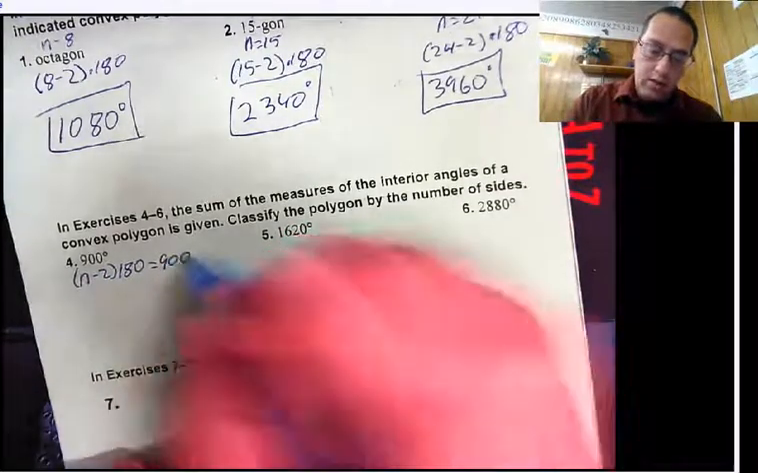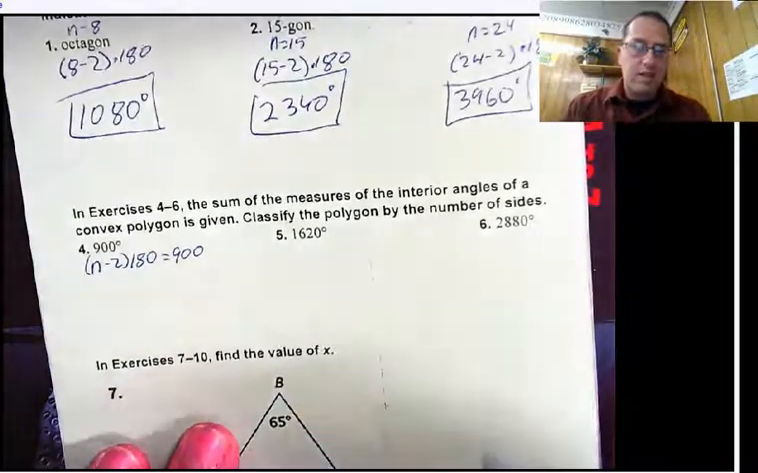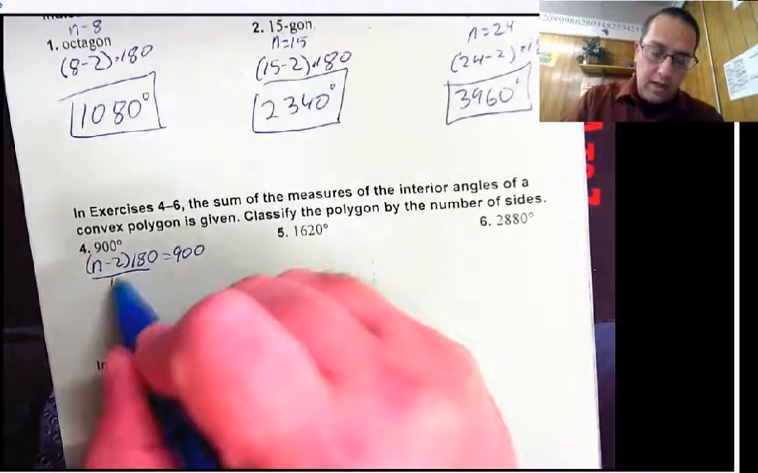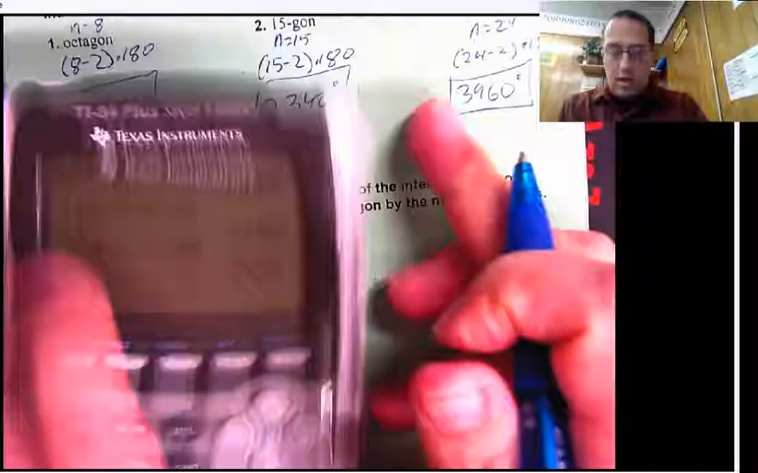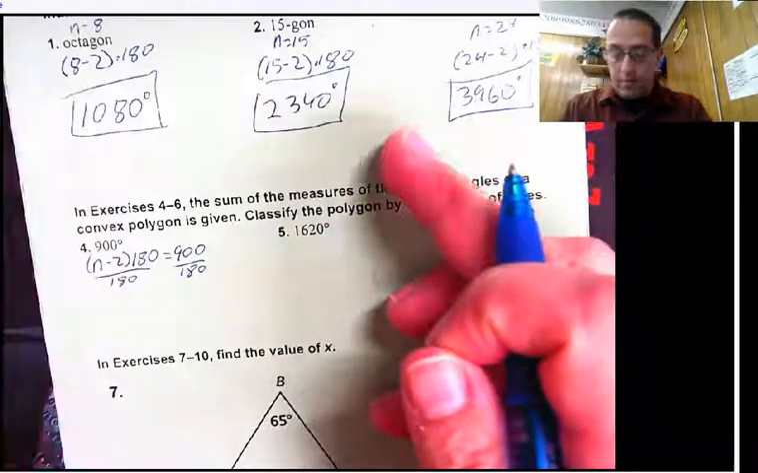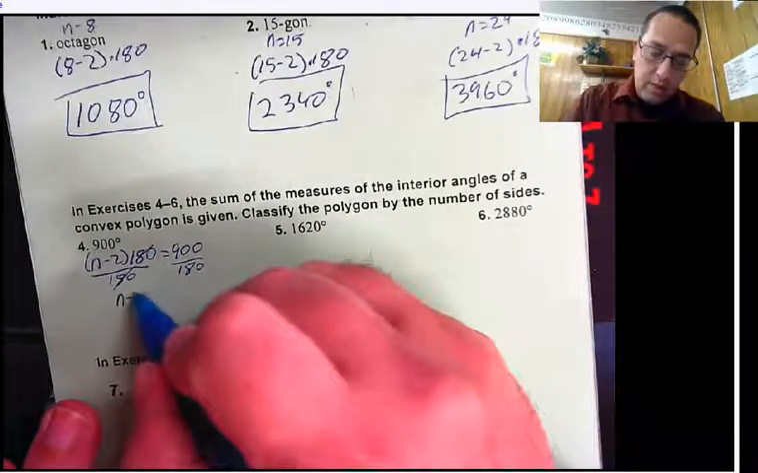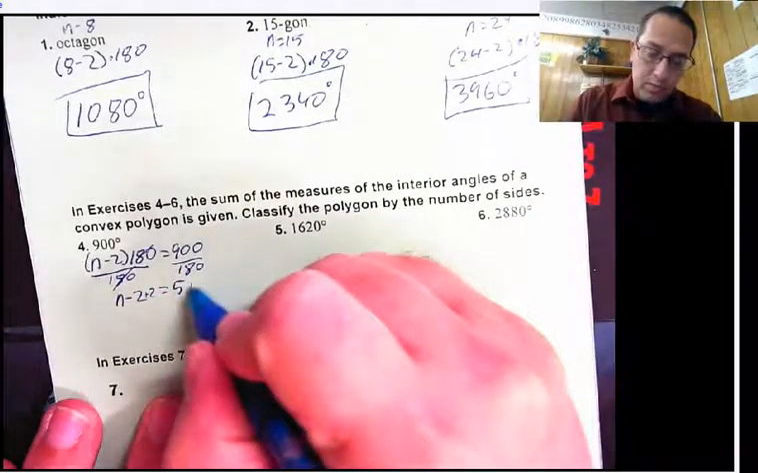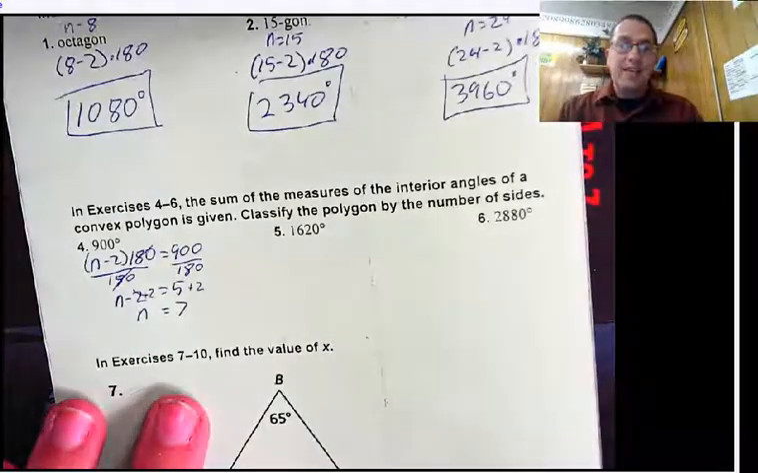So 900 degrees. Now, I know a lot of you are saying, let's take that 180 and distribute it in. But that's the long way. It gives us big numbers. We don't need them. What we're going to do is divide by 180. 900 divided by 180 is 5. So this cancels out, and we have n minus 2 equals 5. Now we add 2 to both sides, and n equals 7. So this is a 7-sided figure.